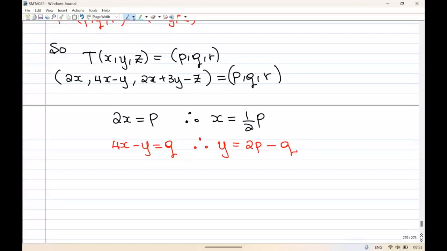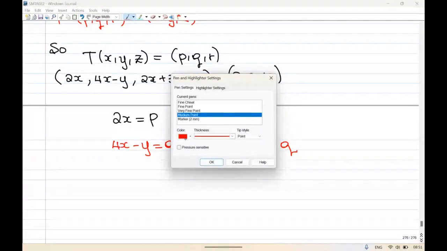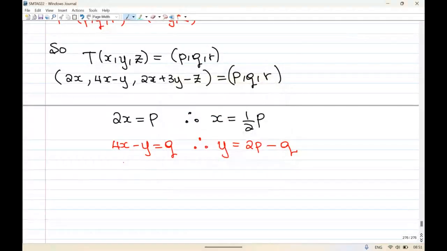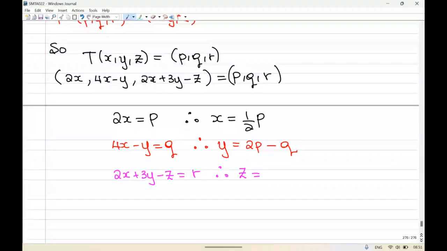So the last one, of z. The last one of z will be equal to, I see, 2x plus 3y minus z will be equal to this r. So now, what is z? You know what is x, you know what is y. Write everything in terms of p, q, r. What is z?